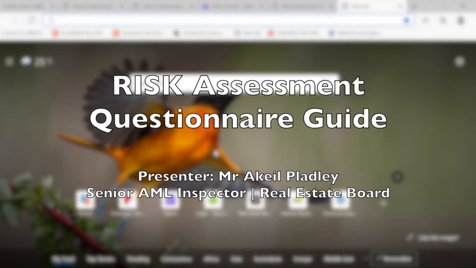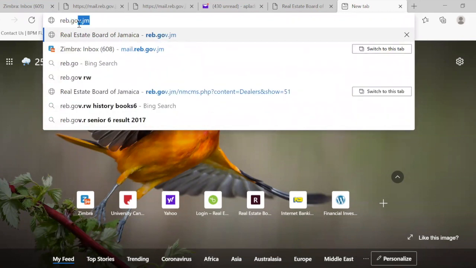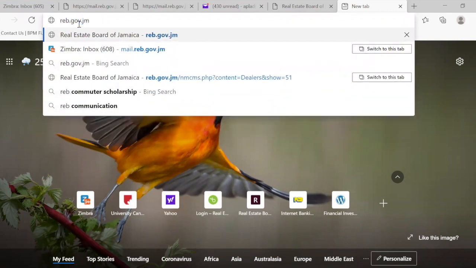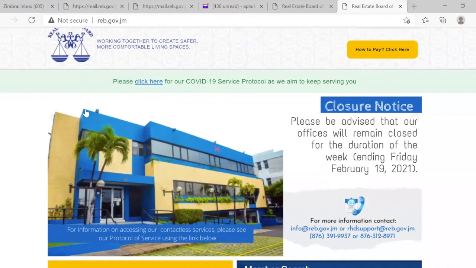Hello, real estate practitioners. My purpose of doing this presentation is to assist you with your risk assessment questionnaire. Now, the questionnaire is found on the Real Estate Board website, which is simply to type in reb.gov.jm and go directly to the Real Estate Board's website.